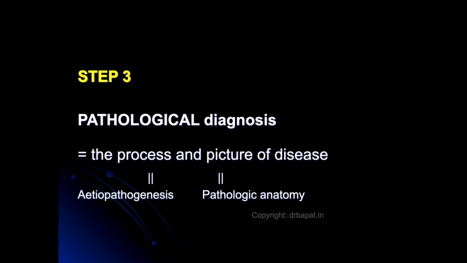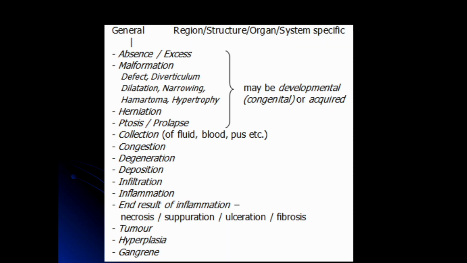And the final picture of altered anatomy, studied traditionally by the naked eye examination, that is, gross examination of a specimen, and light microscopic examination, is called pathologic anatomy. Pathology may be broadly classified into general and specific. The specific pathologies occur in specific region, system, structure, or organ in the body.